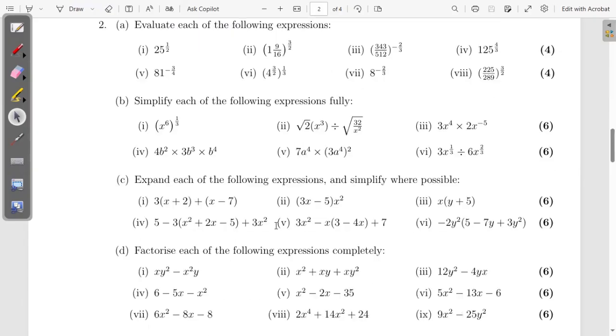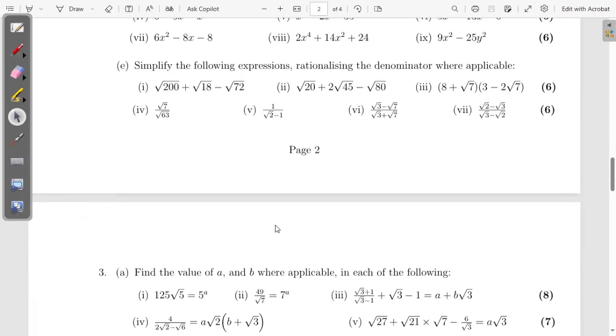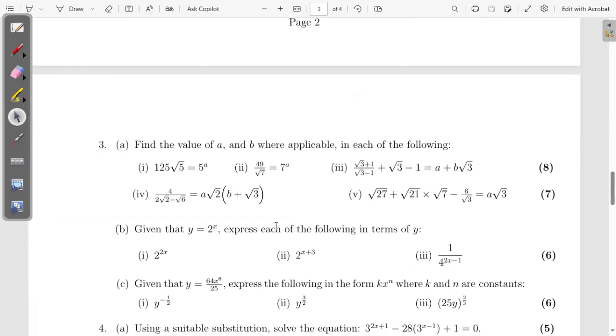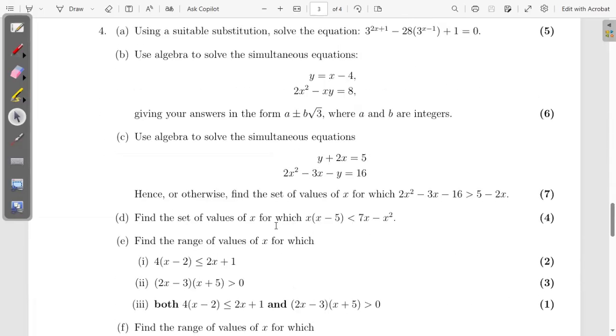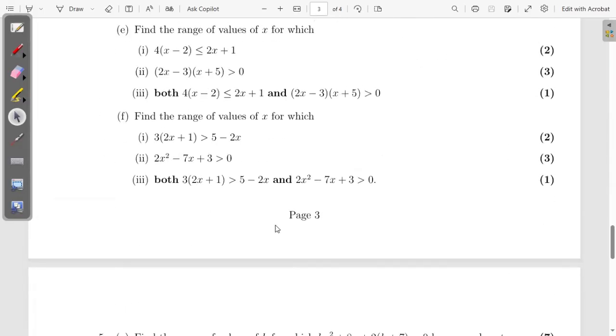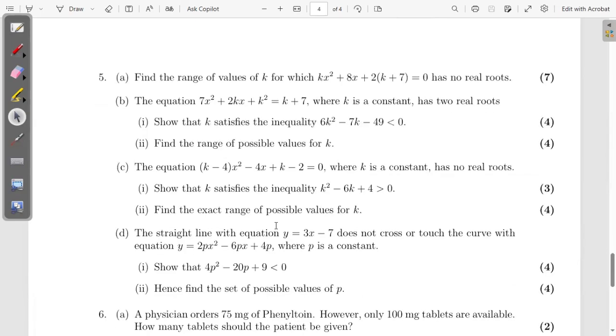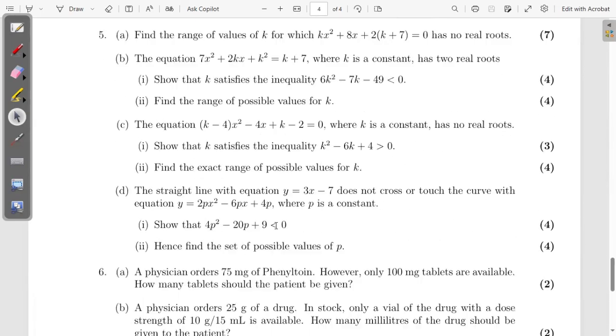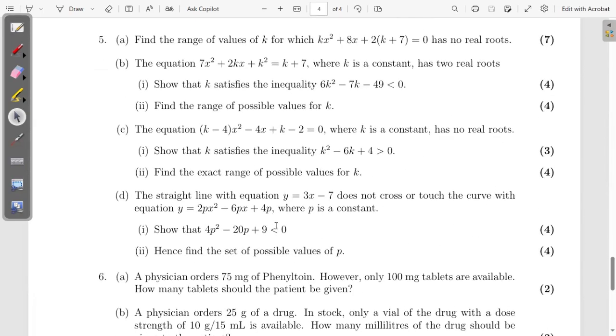From this tutorial sheet for today's lesson, I'm going to pick questions on quadratic inequalities. We will be looking at question 5 in particular. Question 5 is on quadratic inequalities, where we're just finding the range or the possible values of k given certain conditions.